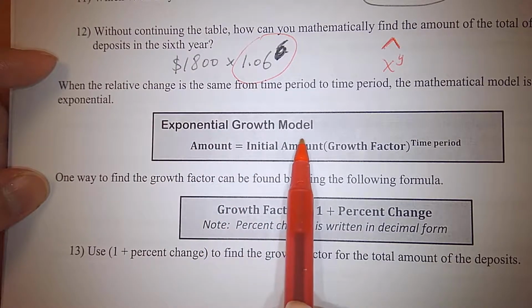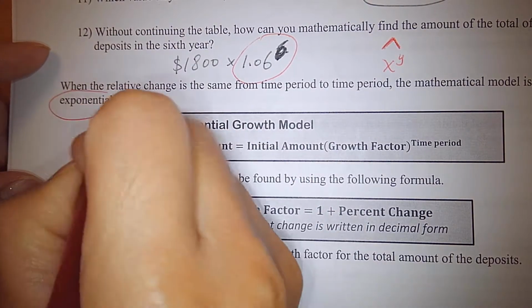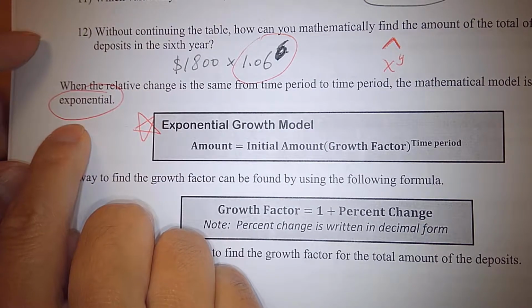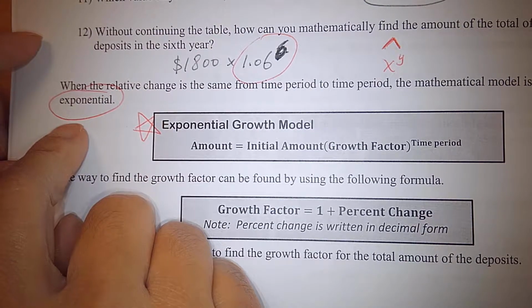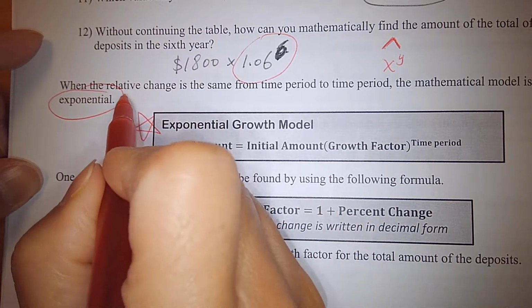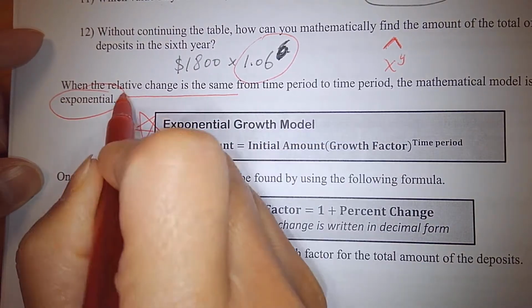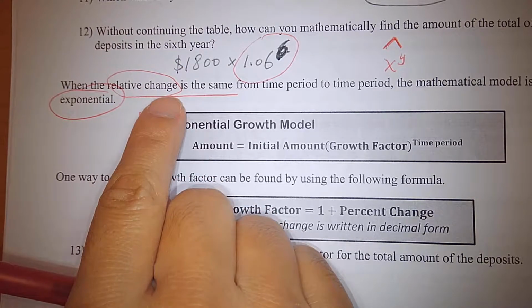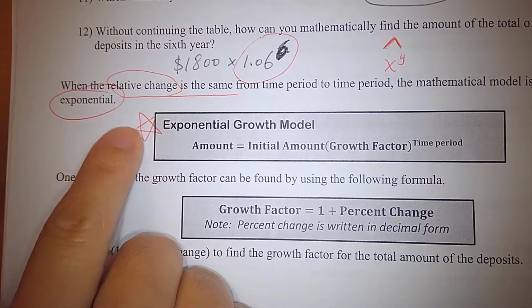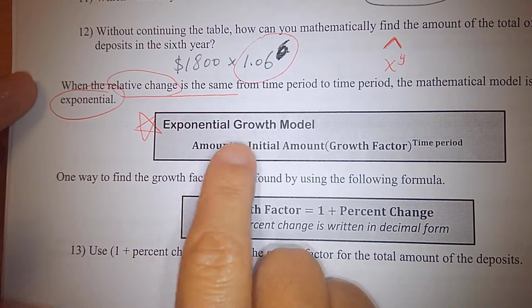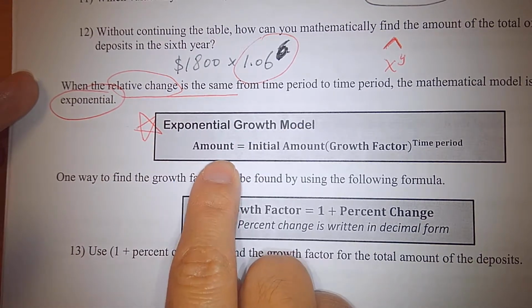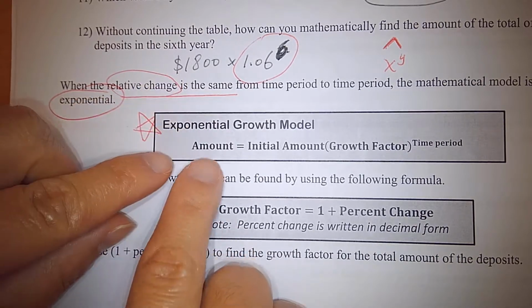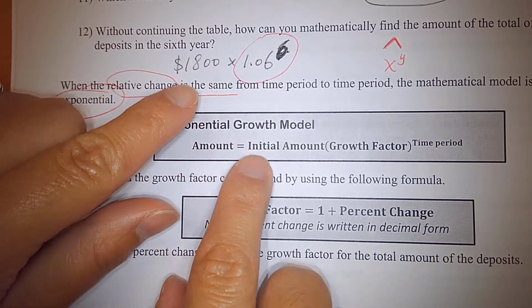Exponential growth model. What can we call a model exponential? If the relative change is the same. Remember, compared with the previous one, absolute change gave us a linear model, and relative change remaining the same gives us an exponential model.